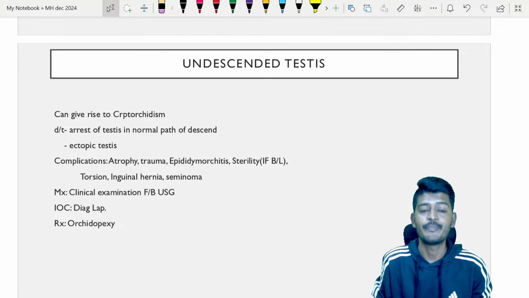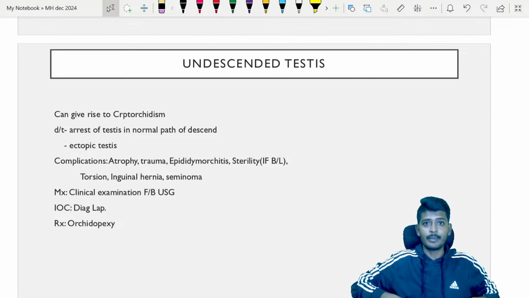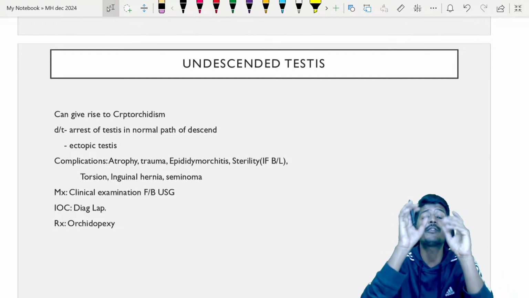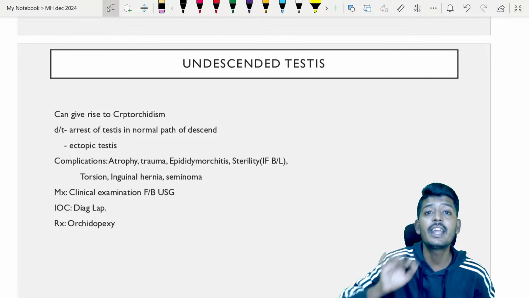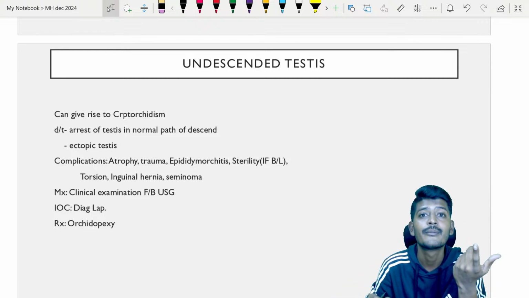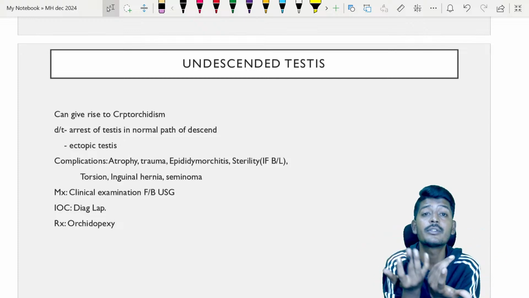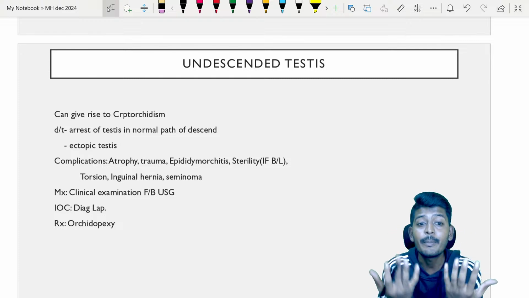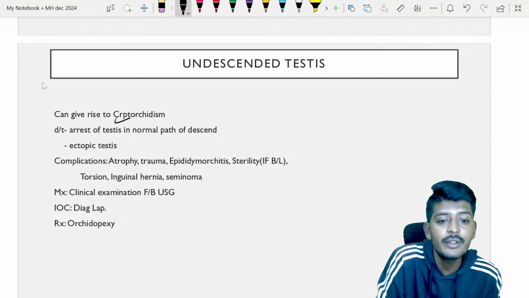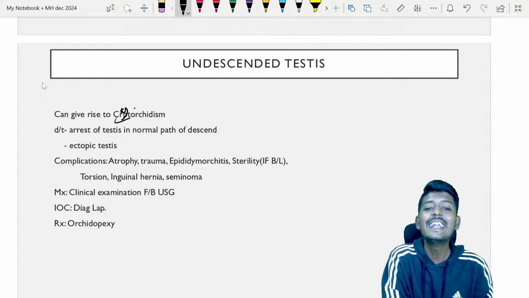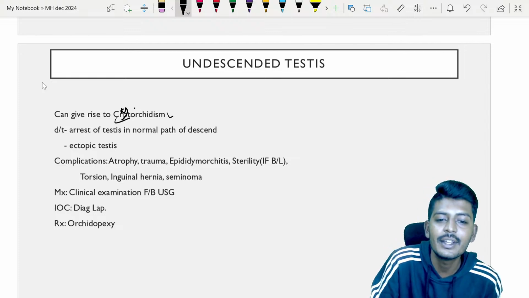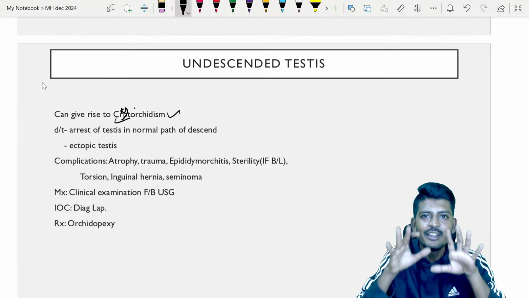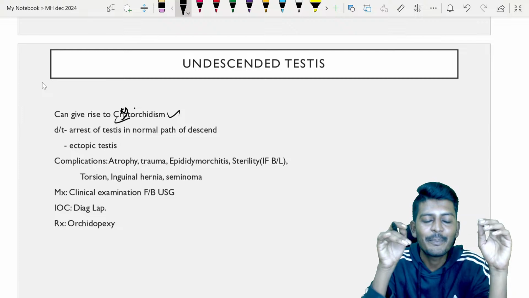But now what will happen? The testicles come from the abdomen, go down, and get stuck on the way, for example in the inguinal canal. If they get stuck in the inguinal canal, the scrotum is empty. Why? Because the testicles have not come down. So they are hidden. Crypto means hidden, so it can give rise to cryptorchidism, a hidden testis. The testis is playing hide and seek.